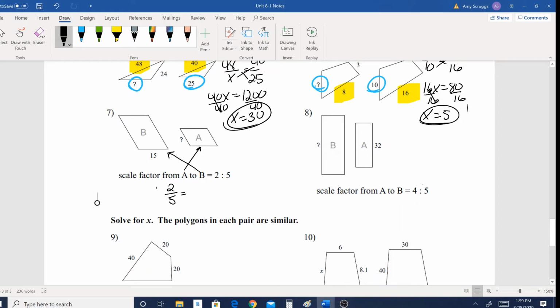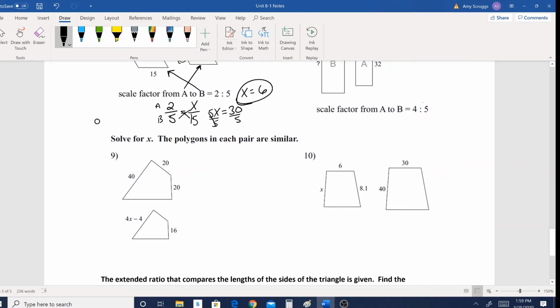And remember, the A was on top here, the B was on bottom. So the A is what we're missing. So we're going to put x over 15. Okay? So cross multiply, 5x is equal to 30. And then if you divide both sides by 5, 30 divided by 5 is 6. So that is our missing side. Okay, same thing with number 8.